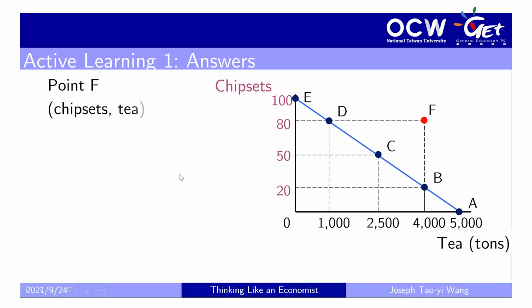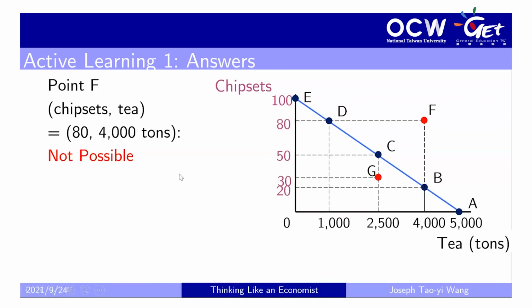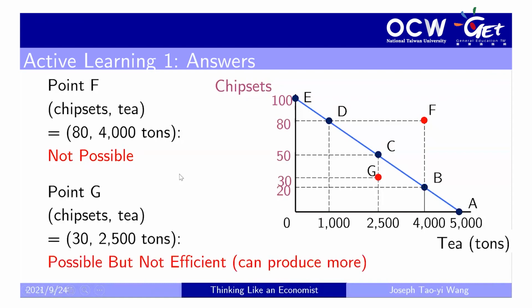Point F is 80 chipsets and 4,000 tons of T. It's outside the PPF. It's not possible. Point G is 30 chipsets, 2,500 tons of T. This is possible. It's inside the PPF, but it's not efficient because some resources are not used. Society could have produced even more than that.